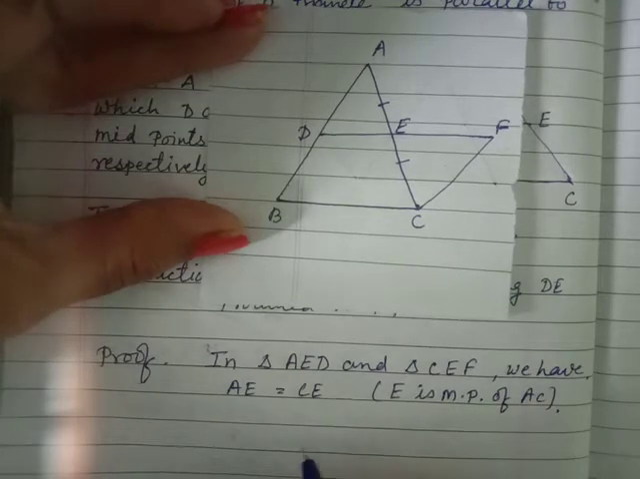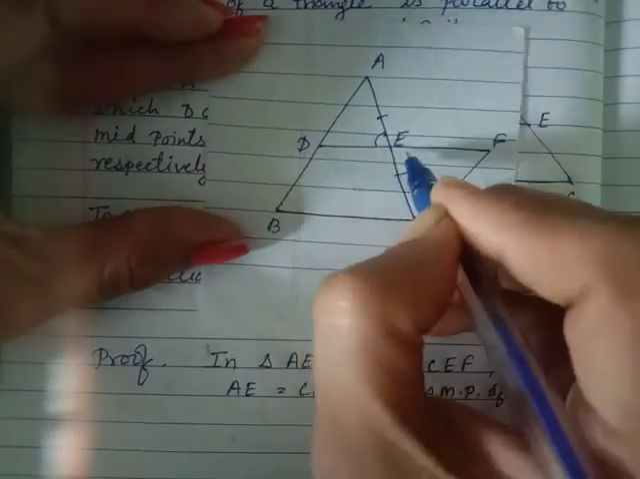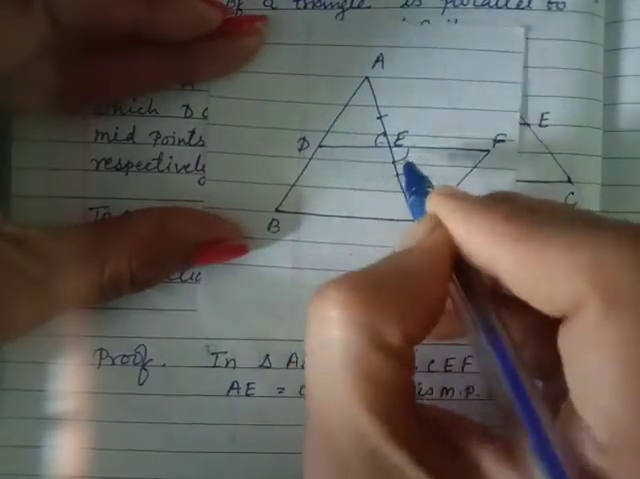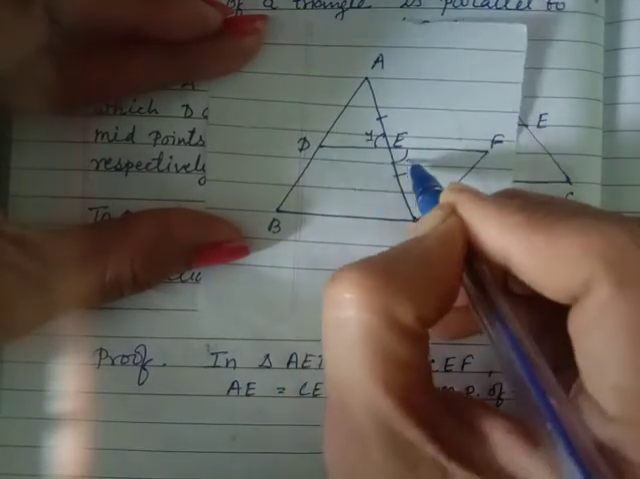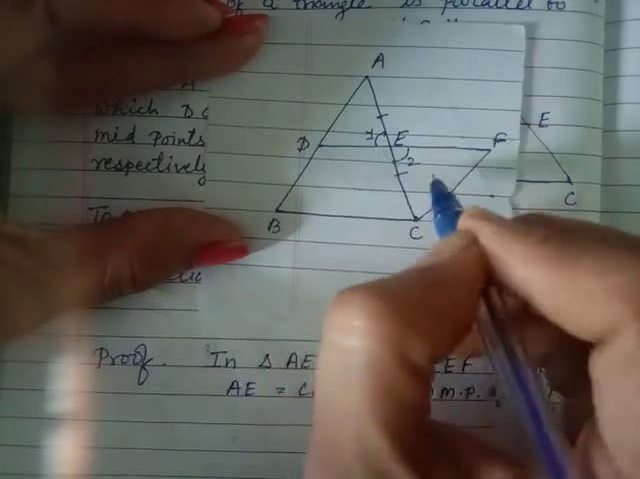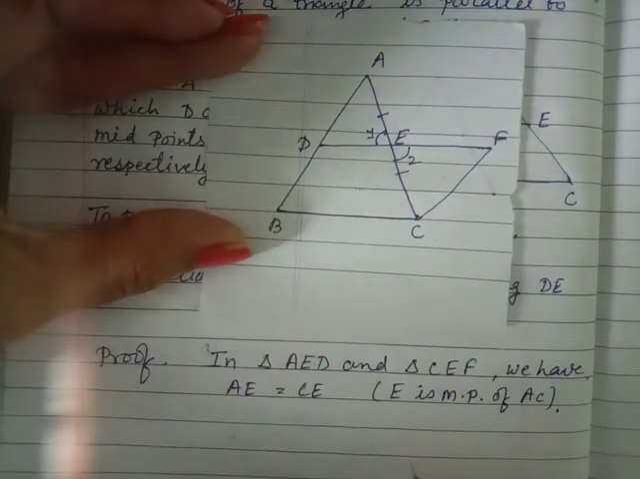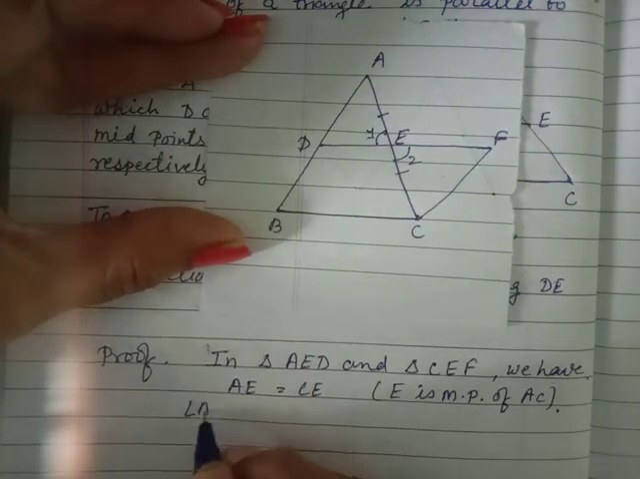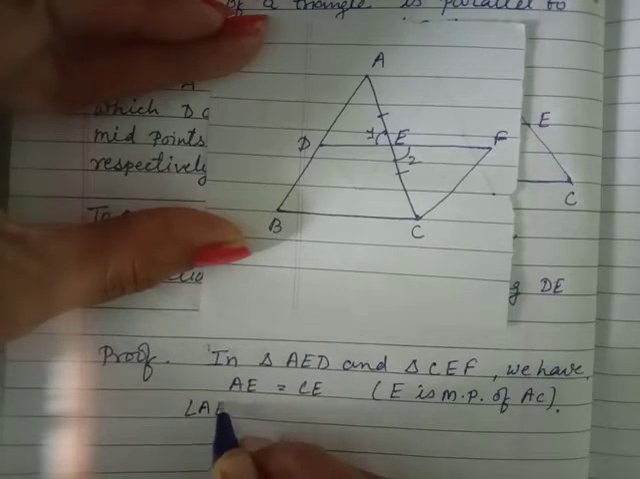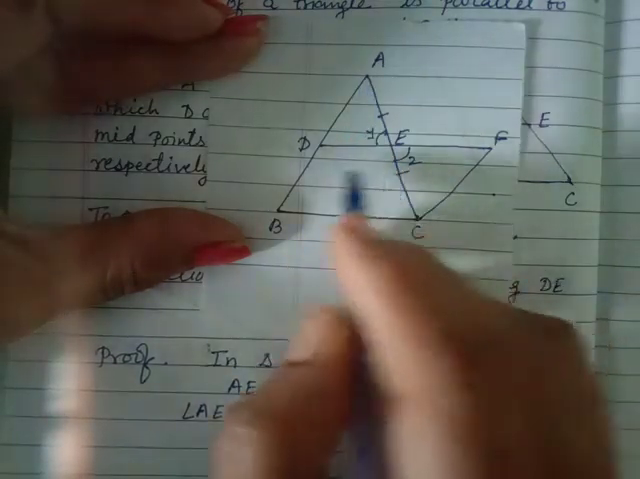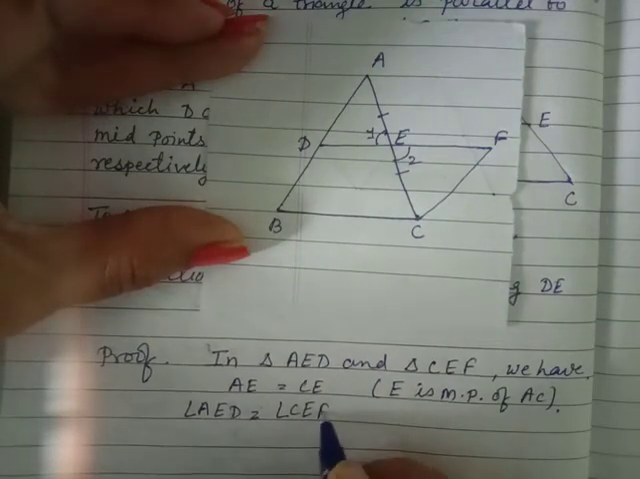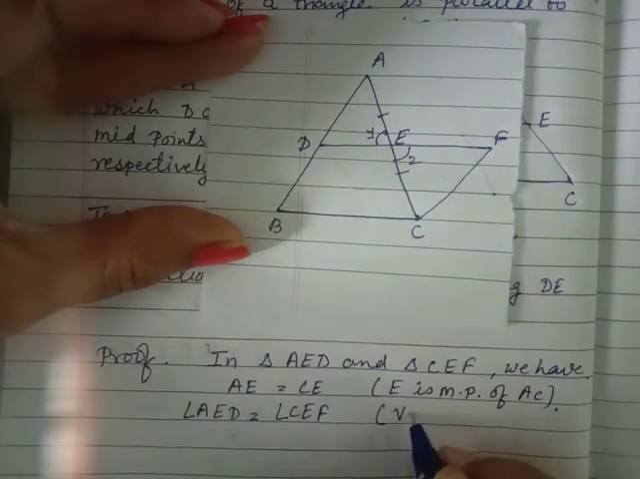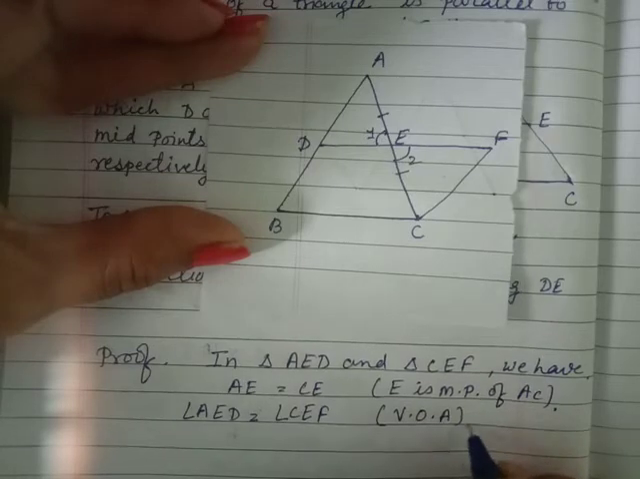Yes, we know that angle 1 is equal to angle 2. Why is angle 1 equal to angle 2? You can see that these are vertically opposite angles. So we'll write angle AED is equal to angle CEF, vertically opposite angles.